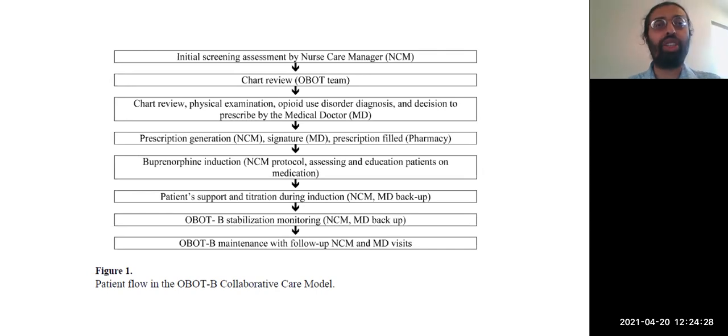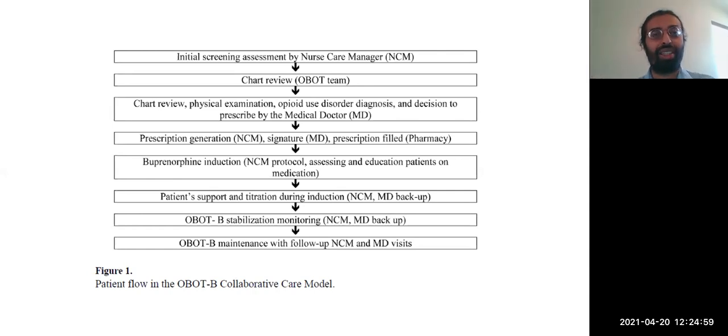So the way the visits were set up is that the prescriber would only on average see the patient once every 4 weeks, whereas the nurse care manager would see the patient weekly for the first 4 to 6 weeks, then every 2 weeks for the next couple of months, then go to monthly, then bi-monthly, etc., depending upon how the patient was doing. And as I already showed, this model seemed to be cost-effective, as well as effective and efficacious in terms of keeping patients in treatment, in terms of reducing their illicit opioid use.